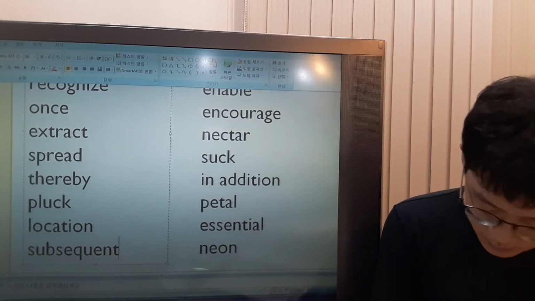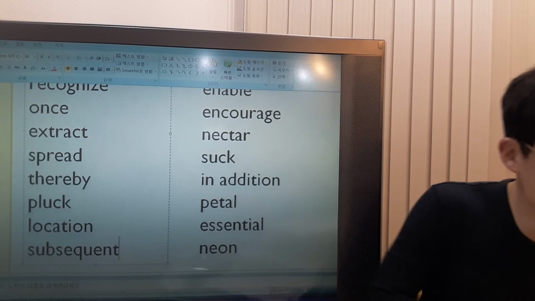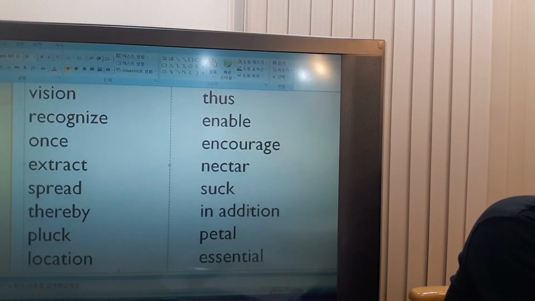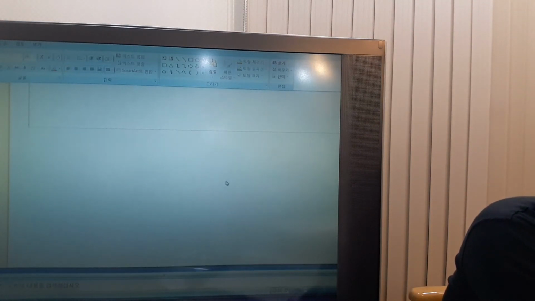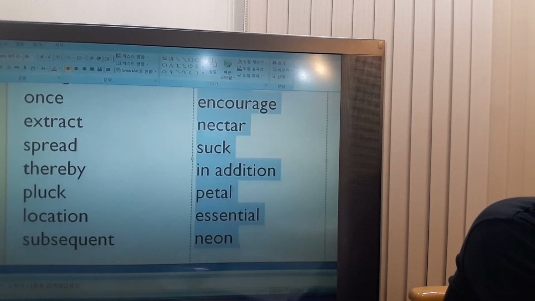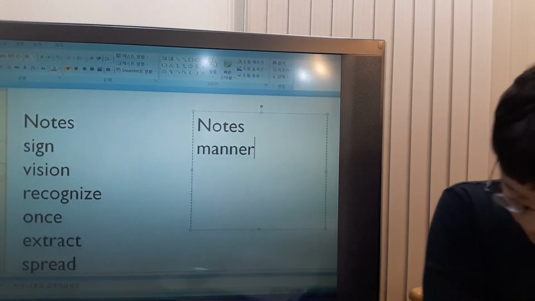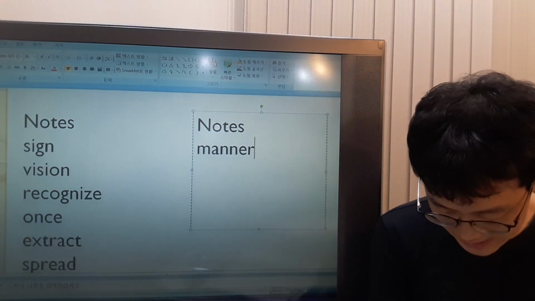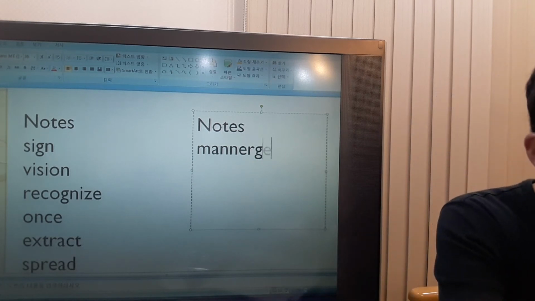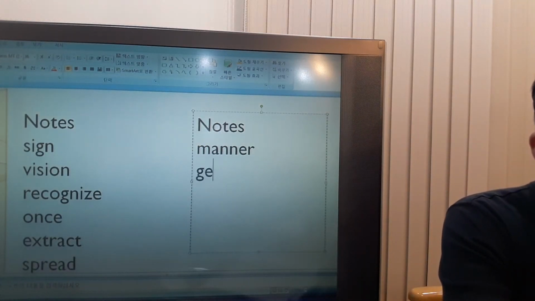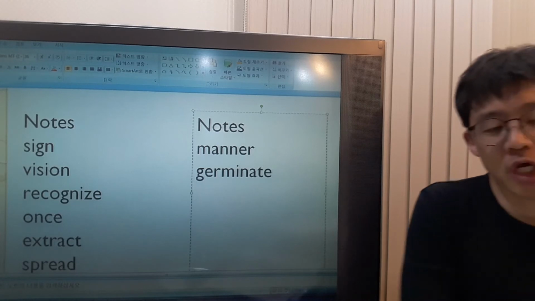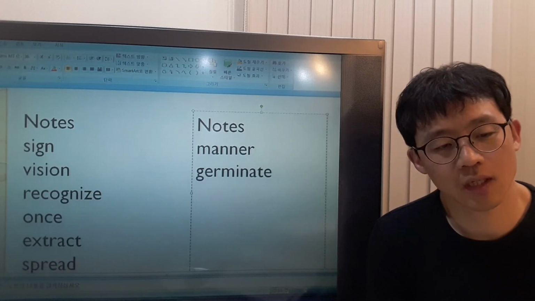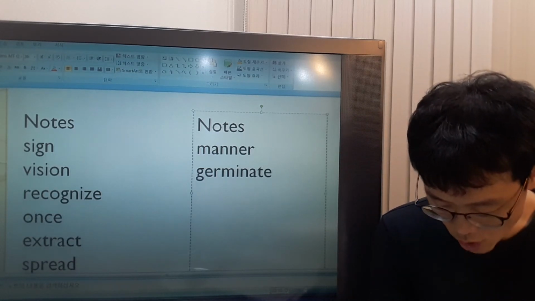In this manner, some of these seeds may germinate and begin growing. In this manner, what is manner? Manner is a way. In this way, okay, some of these seeds may germinate. What does that mean? Germinate means a seed starts to grow.